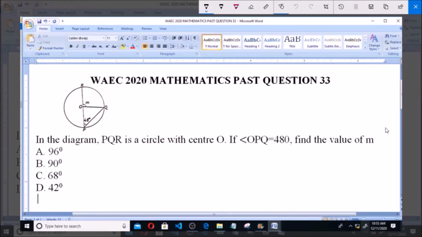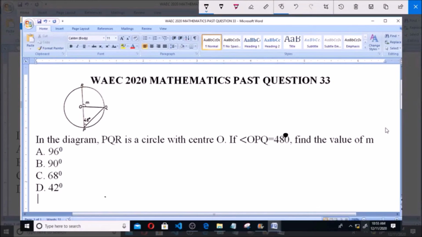In the diagram above, PQR, like you can see, is a circle with center O. If angle OPQ is equal to 48 degrees, not 480, 48 degrees, find the value of M. So we have to find this value M.